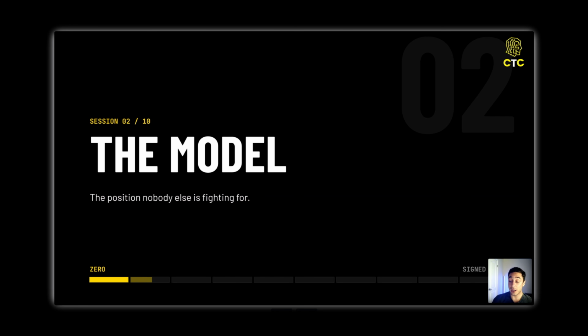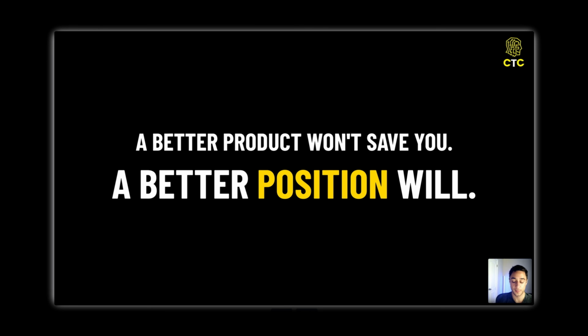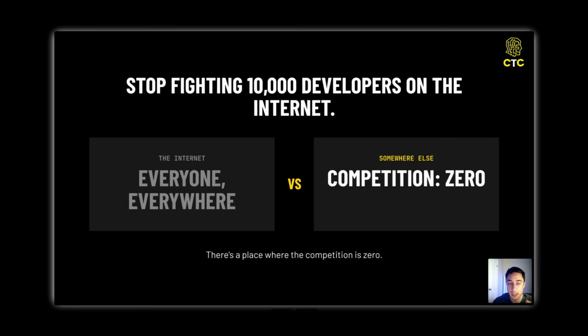Okay? So let's talk about what this model actually is. What is this position that we're trying to go after? Well, first and foremost, and I'm going to keep repeating this, a better product will not save you. Do not think that your technical skills, your technical prowess, will be able to make up for the lack of communication or sales or marketing skills. They will never be able to do that, okay? No matter how good your product is, a better position will always top it.